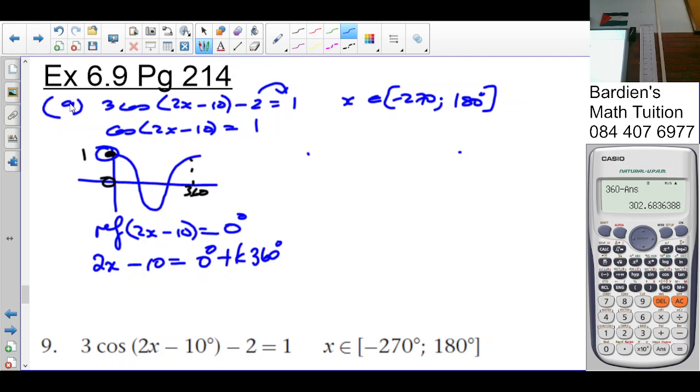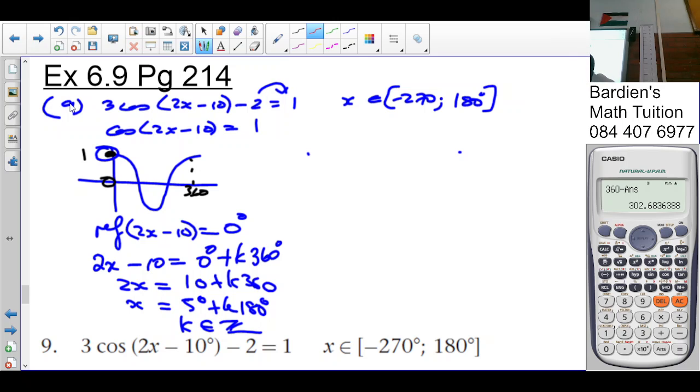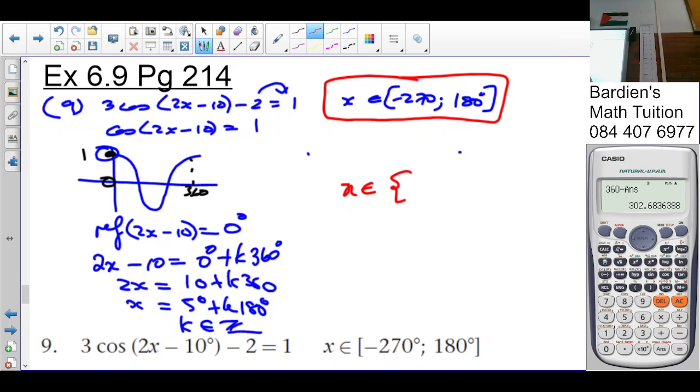So here we take 10 over, becomes 2x is equal to 10 plus k times 360. Then I divide by 2, so I get 5 degrees plus k times 180. Where k is an element of integers. Okay. Now coming back to the main part of it. So we have to say x is an element of, and we start listing. If I put 0 in here, I'm going to get 5 degrees. If I put 1 in, I get 185, which is outside, not so? Yes?